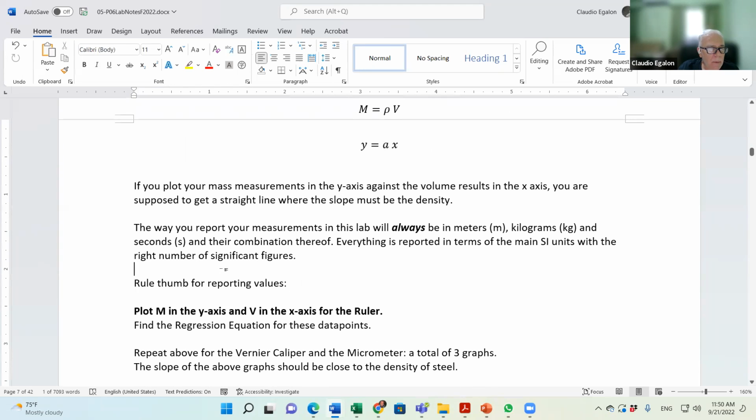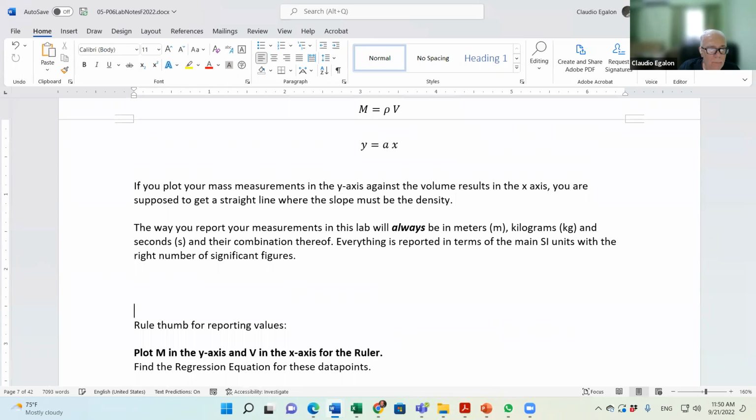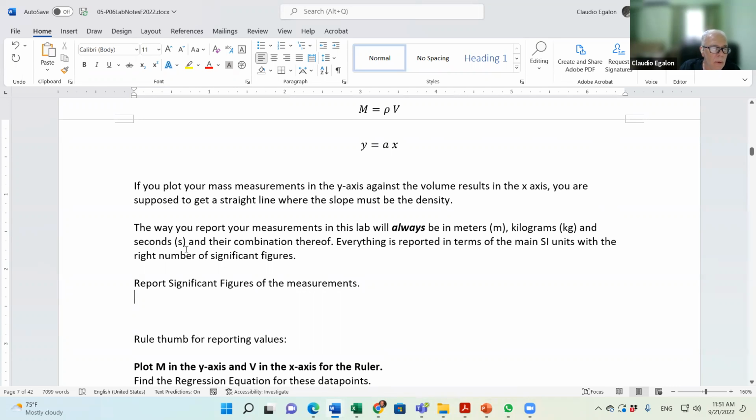Let's see here. Report 6 figures of the measurements. Display, right? Not report, display the proper significant figures of the measurements. In this case, 3 diameters and 1 mass. Okay, what else?